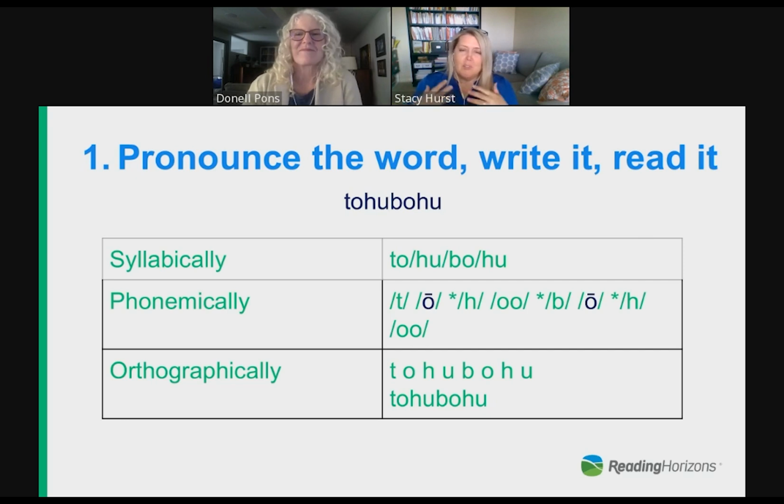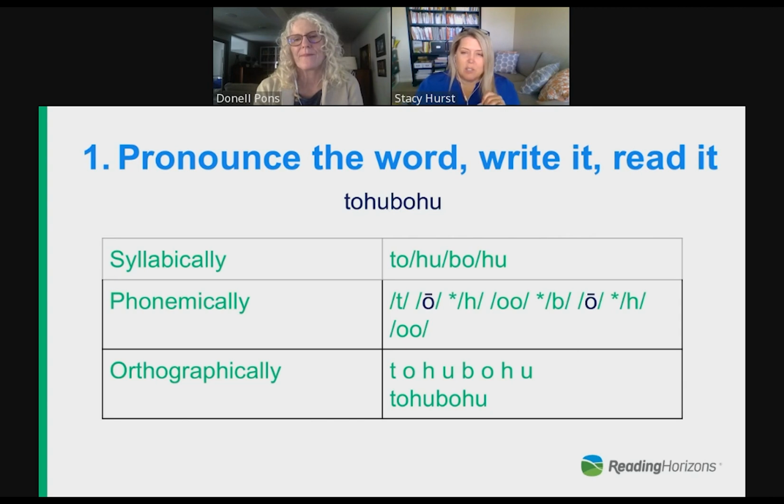Okay, tohu bohu. First, we're going to analyze it on the syllable level. Tohu bohu. We have 4 syllables in that word. Lots of phonemes when we're breaking down those syllables, but we have some repeating phonemes, right? To, so we have to, oo, ba, o, oo. Tohu bohu. And if you were in a classroom with me, I would have you say those sounds with me, right? O, oo, ba, o, hu. Tohu bohu.